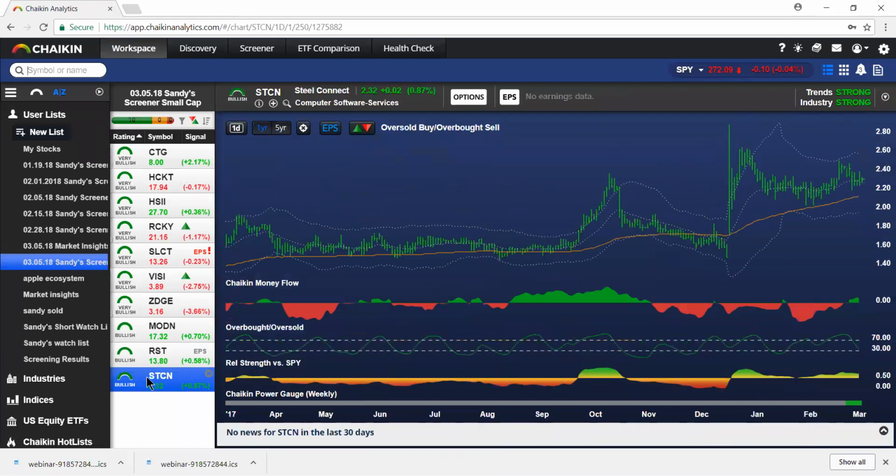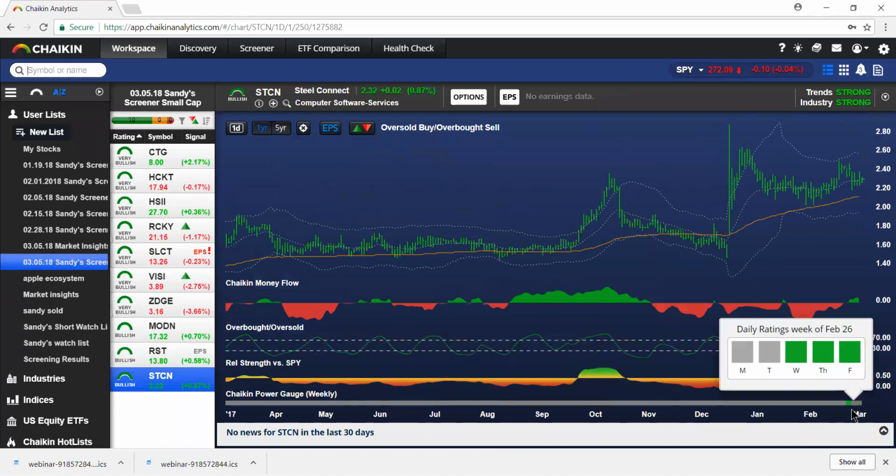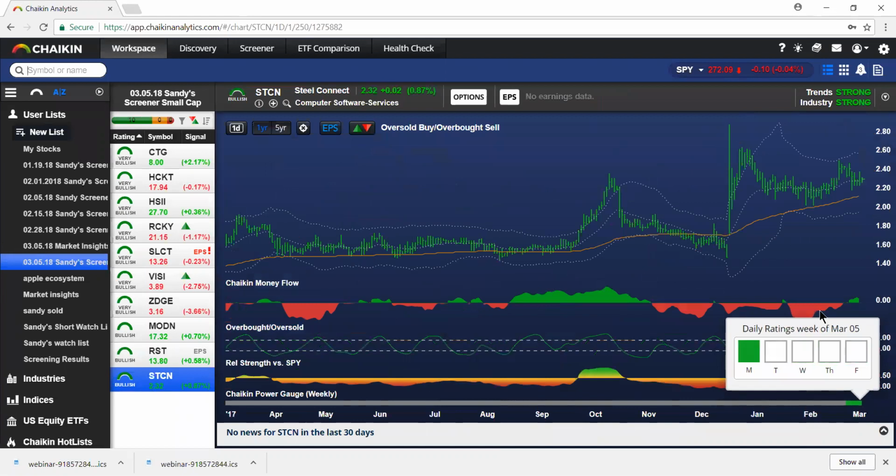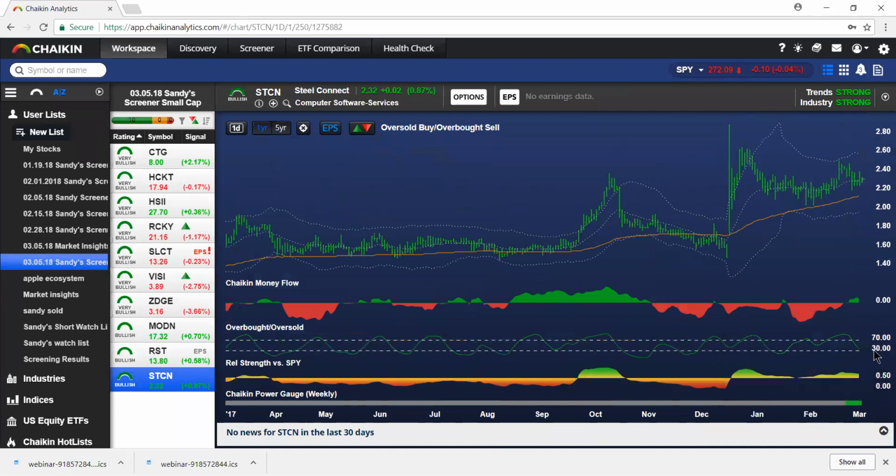And the last stock on this list is the steel. I'm not interested in this. We have to have a year's data before we have a Power Gauge rating. And this just started here in March, so it's just over a year old. But you can see the rest of it just isn't strong enough to appeal to me. So that's how I would pretty quickly create a screener, go through a screener, get the ideas, and put them on my watch list.